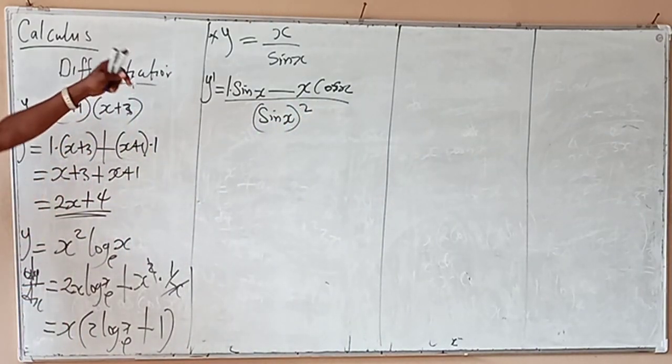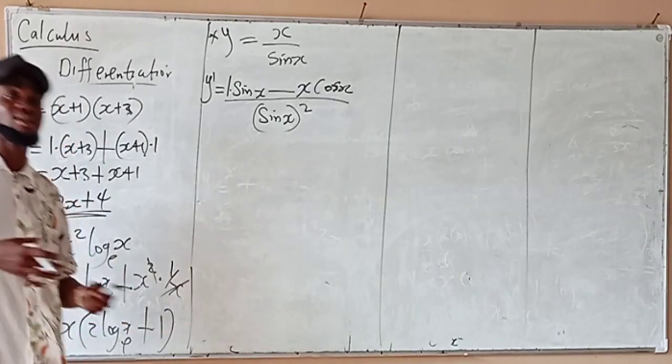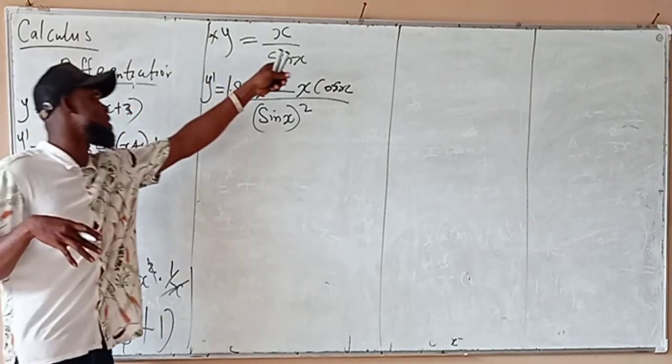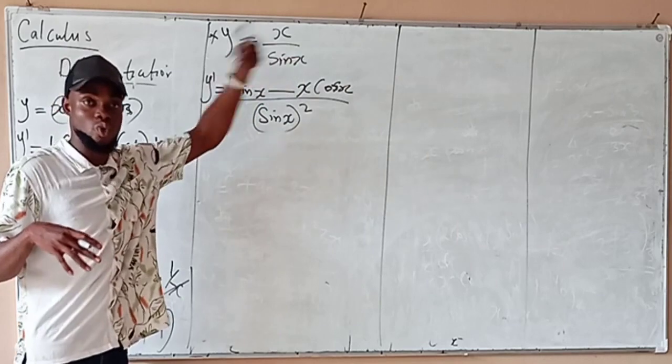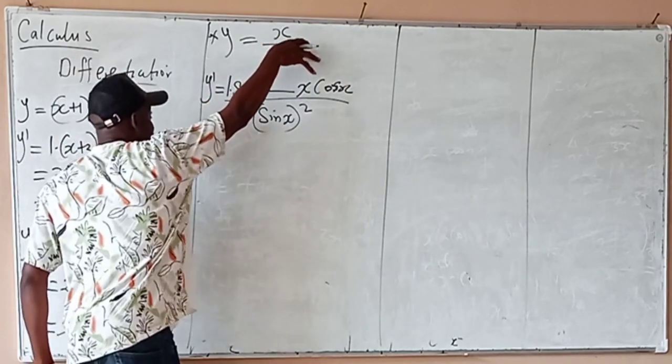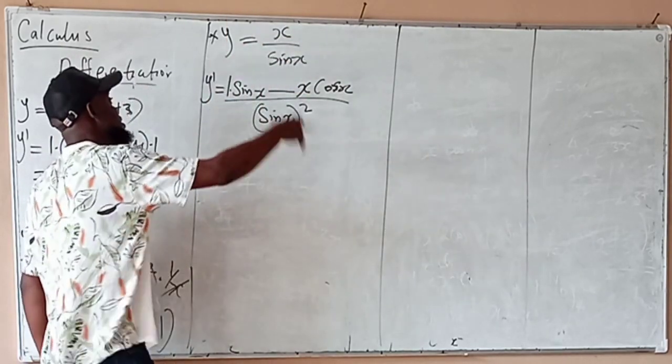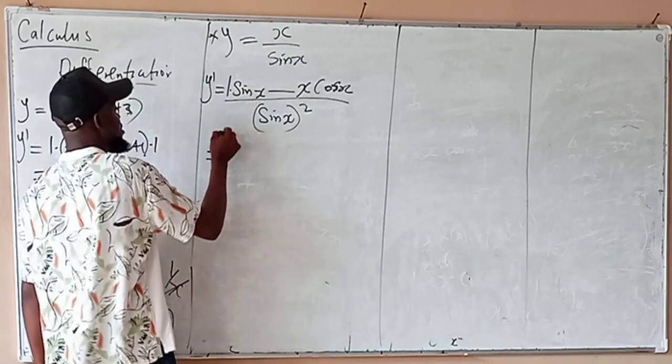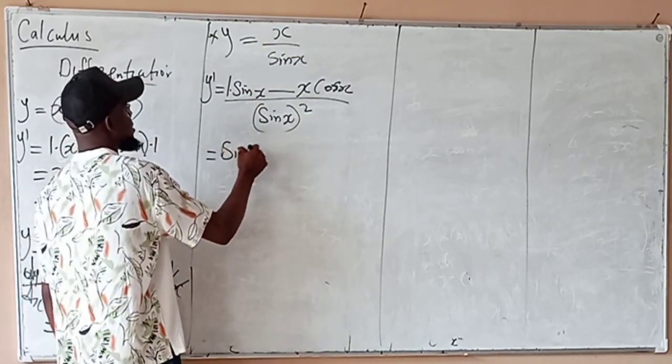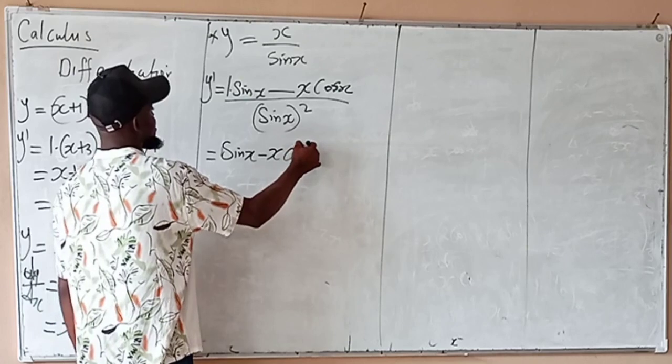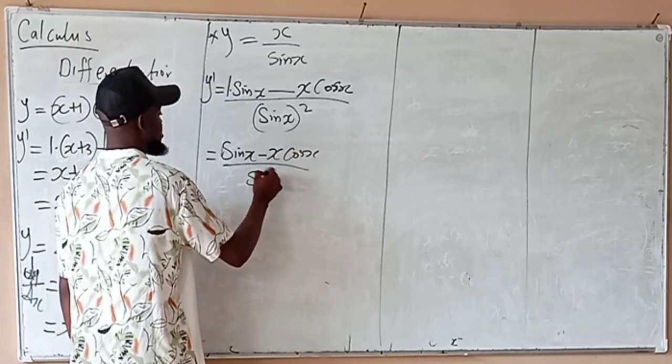You still differentiate the top, leave the downside. Differentiate the downside, leave the top. Then the only thing is that you divide this answer by the denominator and you square it. Just like c over this denominator, the same thing. For everything, you will now square it. You're going to have 1 times sin x minus x cos x, all over sin squared x.